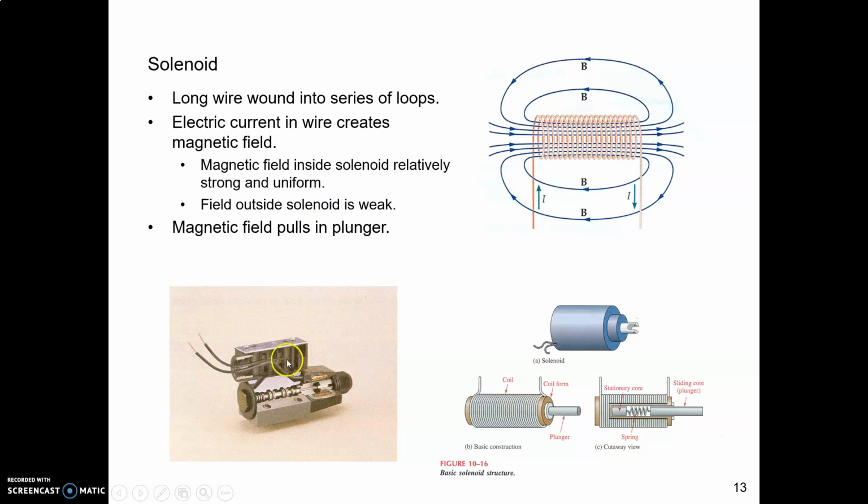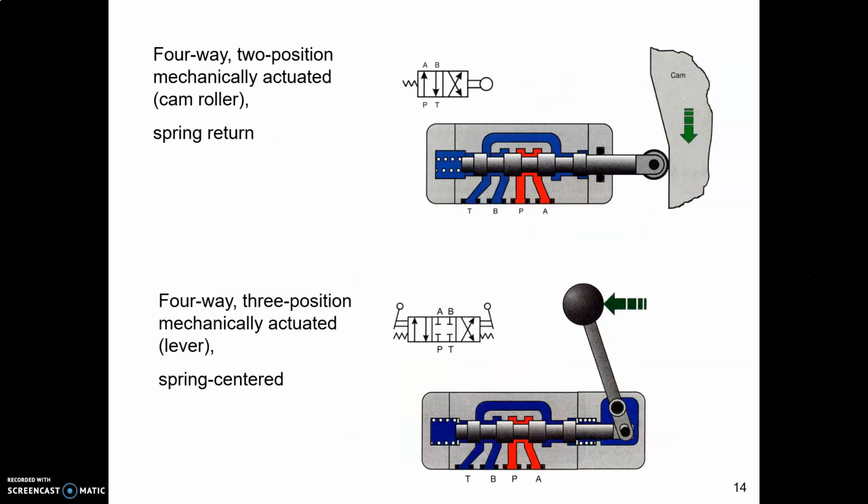So here's a kind of a diagram of a solenoid. You have coils of wire wrapped around a core, and then when electric current goes through the wire, that causes a magnetic field, and that causes the plunger in the solenoid to move, and that moves the valve.